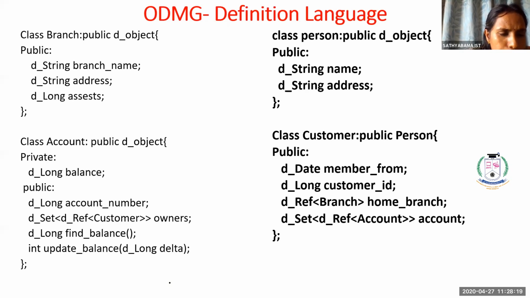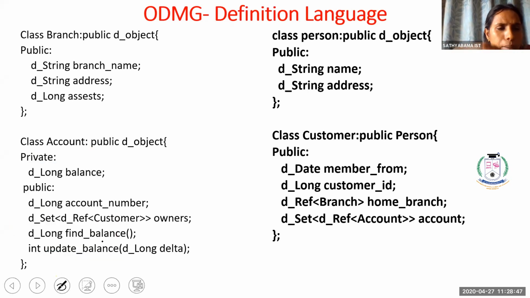So here we are going to define the entity. Inside the entity, how many attributes are there, how many methods are there in your entity, and also what is the relationship between one entity and the other entity, that we are going to describe in terms of the object-oriented database model. We call this an ODL. This is also called an ODL.